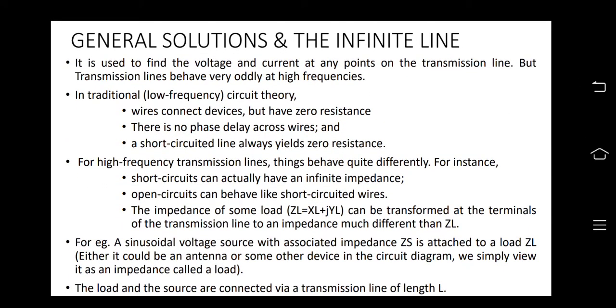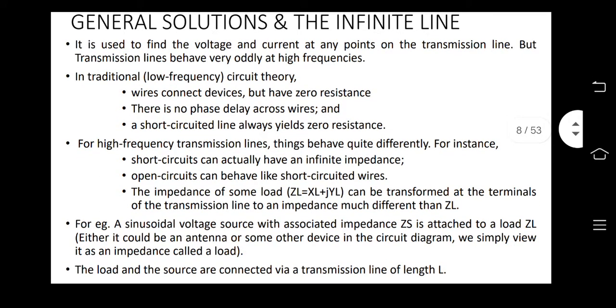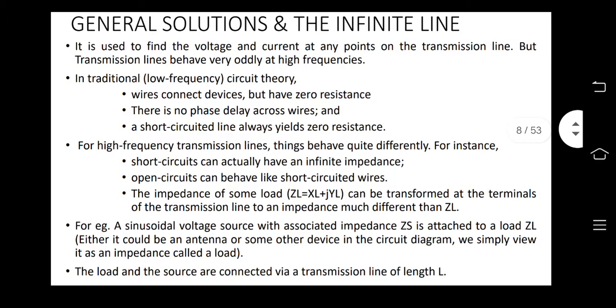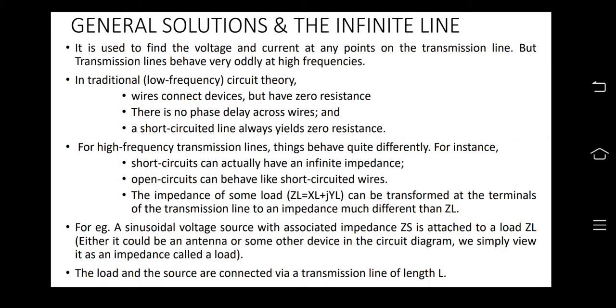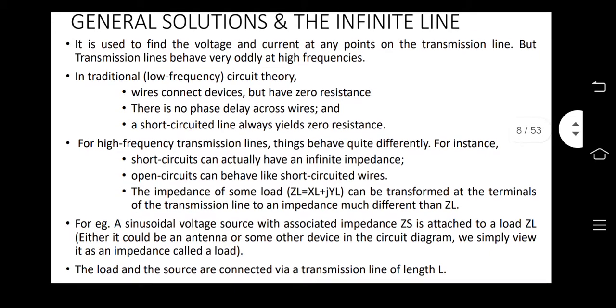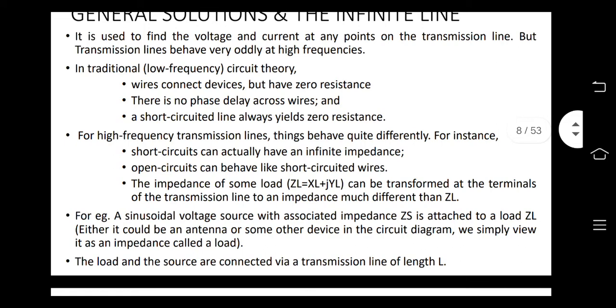It is used to find the voltage and current at any point on the transmission line, but transmission lines behave very oddly at high frequencies. In traditional circuit theory, the wires connect devices but have zero resistance. There is no phase delay across the wires, and a short circuited line always yields zero resistance. For high frequency transmission lines, things behave quite differently. For instance, short circuits can have an infinite impedance. Open circuits can behave like short circuited wires.